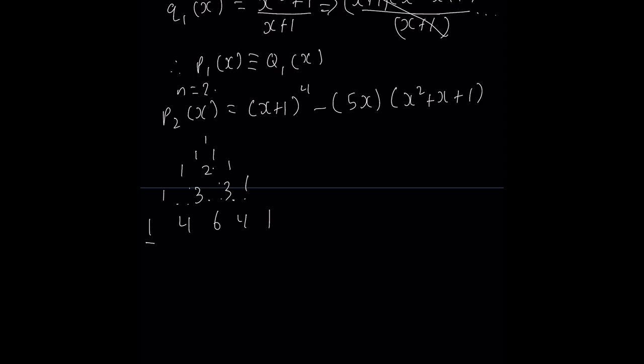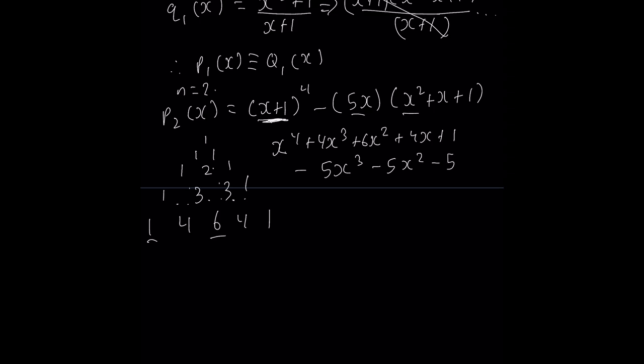So this is the x to the 4th coefficient, x cubed coefficient, x squared coefficient, x, and then the constant coefficient, right? So using this binomial expansion, because it's just x plus 1, that's easy. We don't have to actually do anything else. We just need these. So we can just write x to the 4 plus 4x cubed plus 6x squared plus 4x plus 1, and then minus all of this. So let's expand this with this. So minus 5x cubed, minus 5x times x is minus 5x squared, minus 5x times 1 is minus 5x.